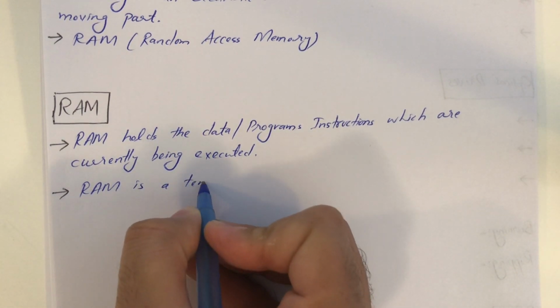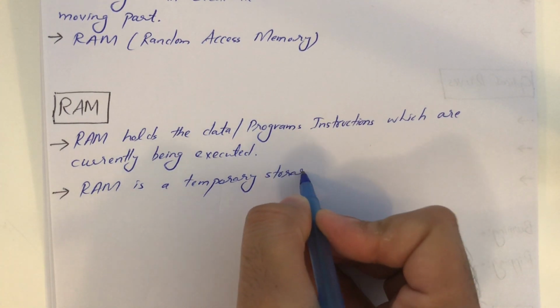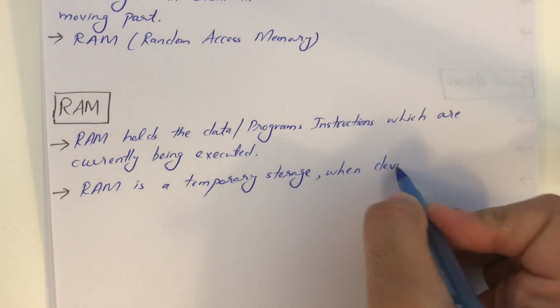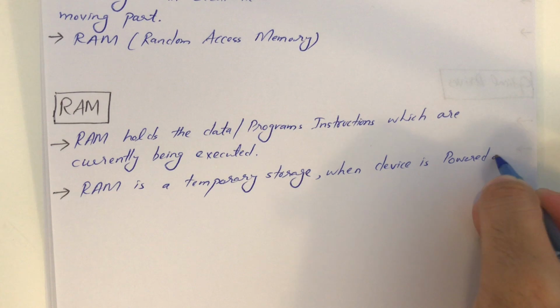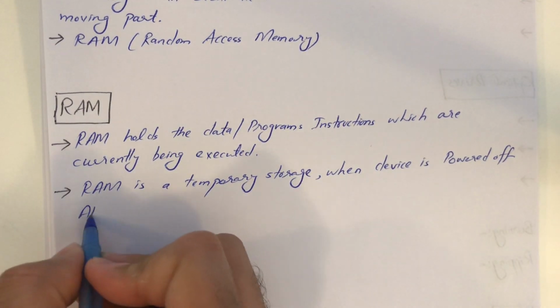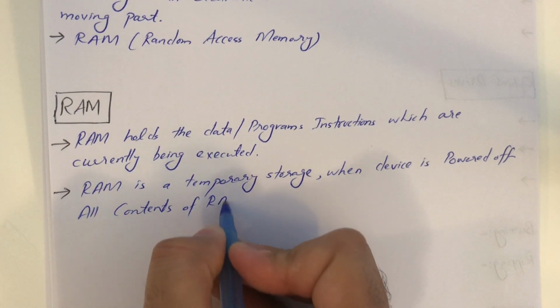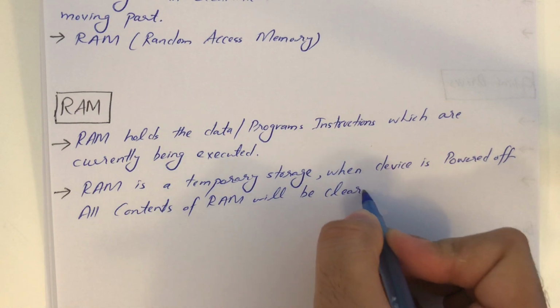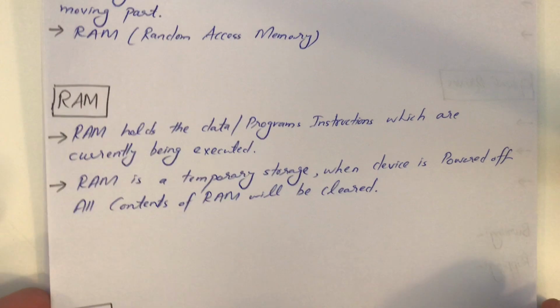a temporary storage. When the device is powered off, all contents of RAM will be cleared, or deleted. So let's say if you turn off your computer, everything which was inside the RAM will be deleted or gone.